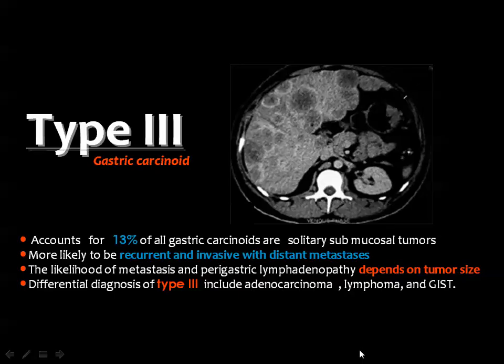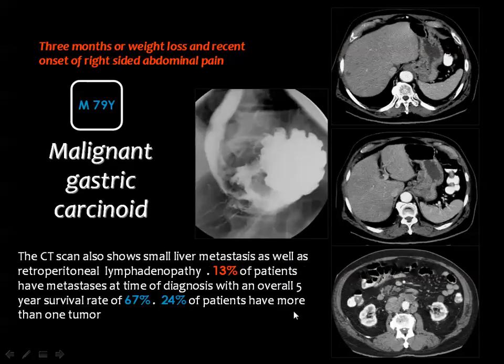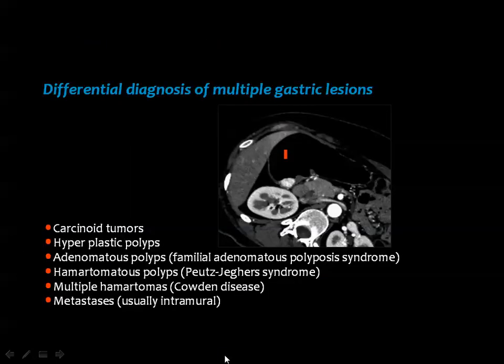But type 3 carcinoid usually simulates gastric cancer, and this is a solitary lesion, and it accounts for about 13% of gastric carcinoids, and it usually presents with metastatic lesions. And you see in this case a filling defect with thickening of the wall in the gastric fundus, which is also identified in this CT scan, and in the retroperitoneum, you see many metastatic nodes. Then the differential diagnosis of multiple gastric lesions will include carcinoid tumors, polyps, of course, of many types, and also metastatic deposits.